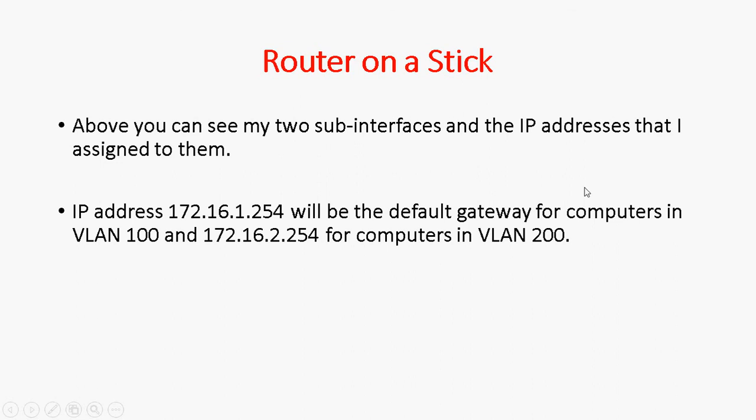Okay, so above you can see my two sub interfaces, and I will assign the IP address to each sub interface. So the IP address 172.16.1.254 will be the default gateway for computers in VLAN 100, and 172.16.2.254 will be the gateway for computers in VLAN 200.